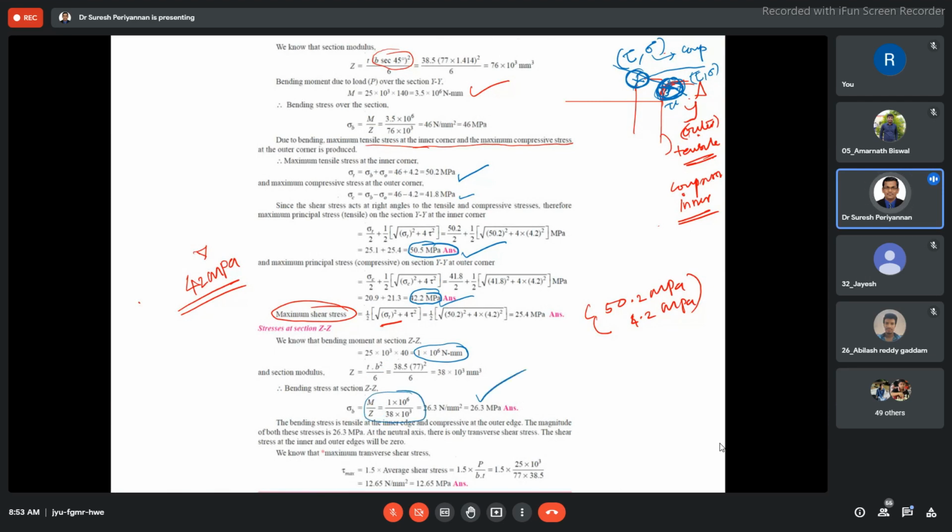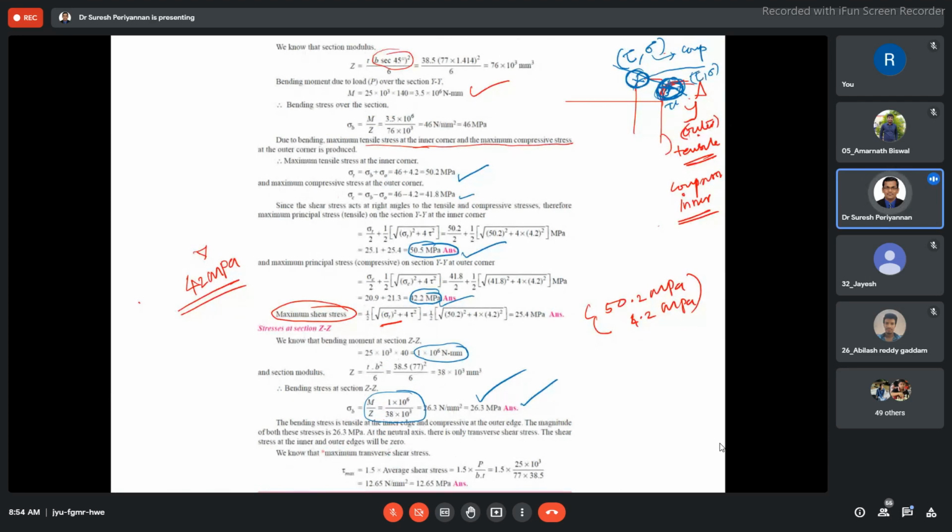Here, the bending stress is tensile at the inner edge and compressive at the outer edge, and the magnitude of both stresses is 26.3 megapascal, based on bending stress. At the neutral axis there is only transverse shear. The shear stress at the inner and outer edges will be 0, as we already discussed.